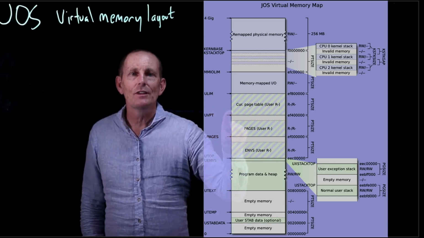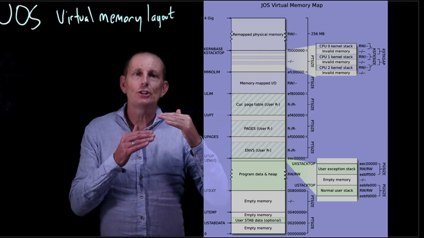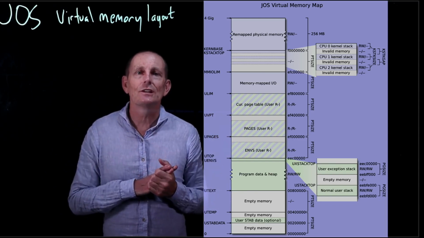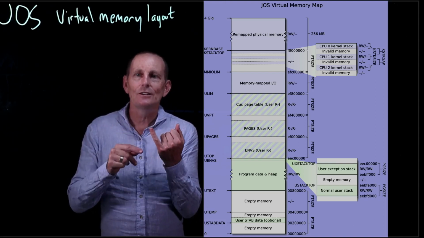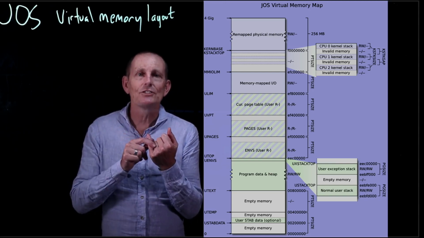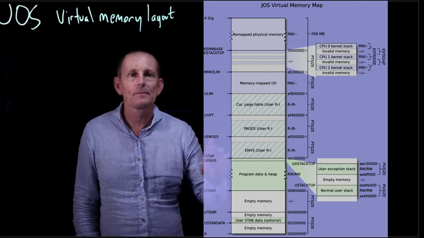Above that, we have the pages, and the pages are these page info structures. So they're information about the physical pages. So for every page, is it in use? How many references are there to it? And a linked list sort of these.